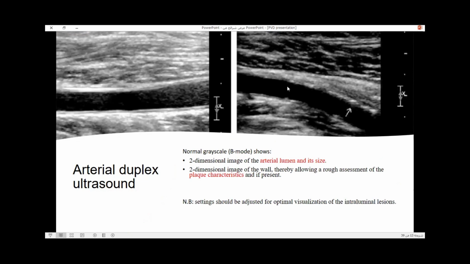For grayscale, usually we can evaluate the arterial lumen and also the arterial wall. We can assess the atherosclerotic changes, either calcified or soft plaques. And we can also evaluate the arterial size, especially for endovascular treatment. We need to evaluate that to decide which size of balloon, which size of stent we can use for such a patient.